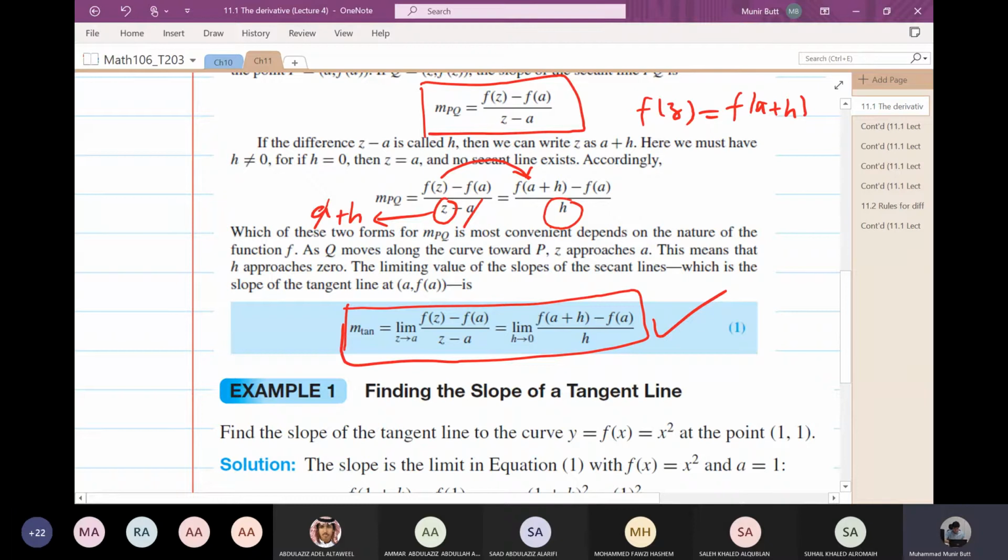Is there any question? Is this clear? So, Doctor, z approaching a is the same as h approaching 0. Exactly. This is just a notation, because we say we add a plus some h. So what will be z minus a? Since z was a plus h, when we subtract a, we are left only with h. So z minus a is h here.